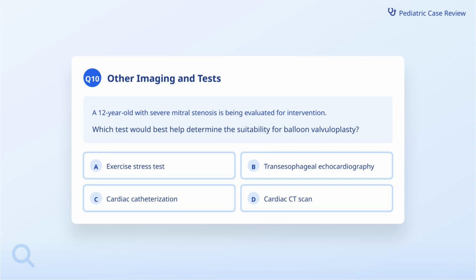A 12-year-old with severe mitral stenosis is being evaluated for intervention. Which test would best help determine the suitability for balloon valvuloplasty? Option A, exercise stress test. Option B, transesophageal echocardiography. Option C, cardiac catheterization. Option D, cardiac CT scan. Consider the detailed assessment needed to evaluate valve morphology before planning a balloon valvuloplasty procedure.